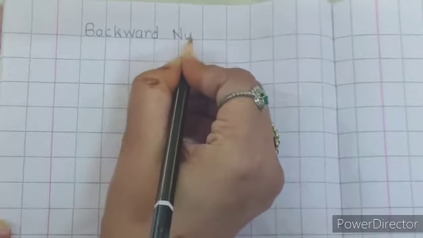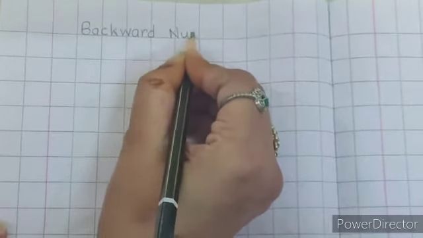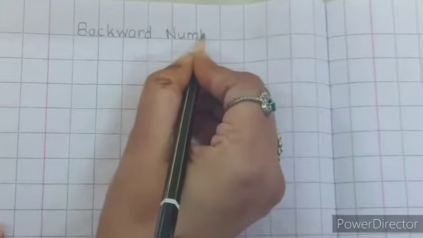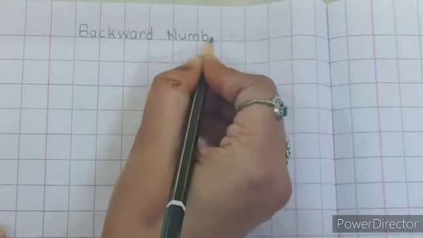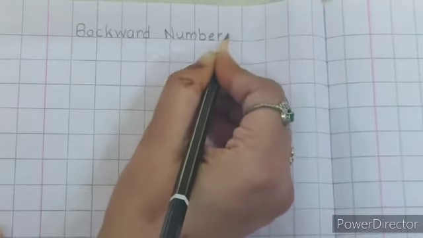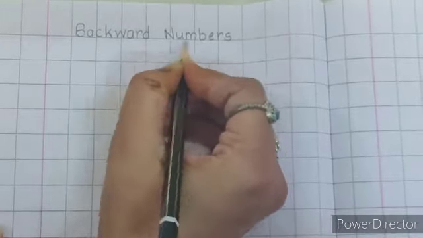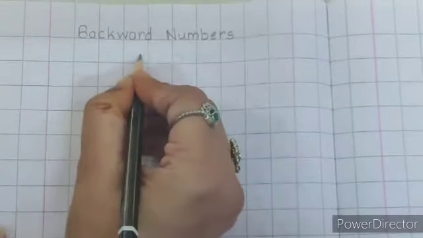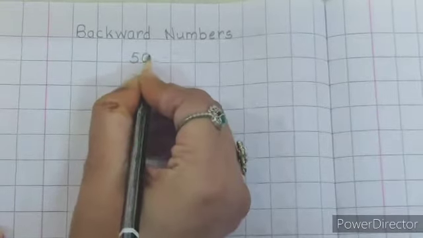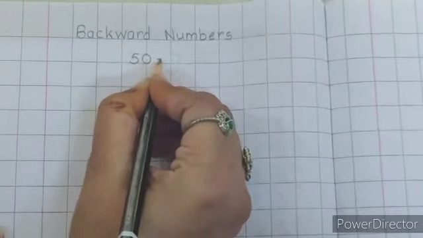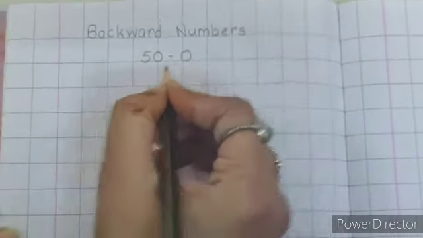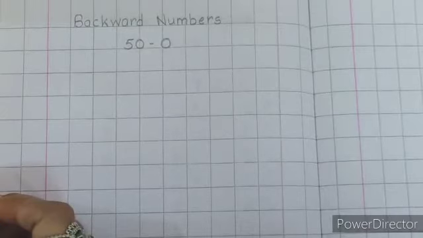U, M, B, E, R, S. Numbers, backward numbers, write down 50, small dash, 0. Now we will write TO.